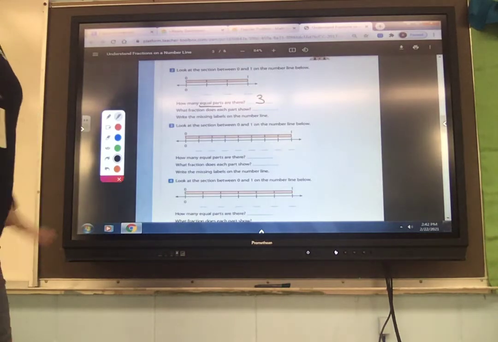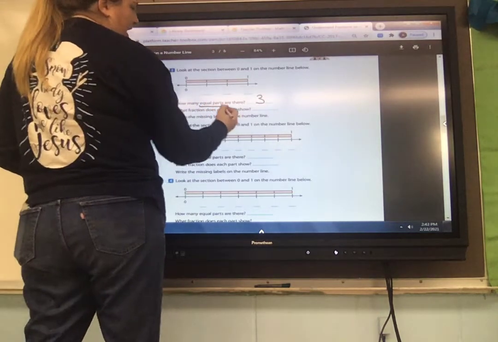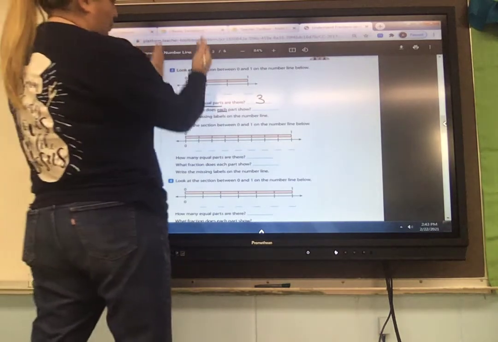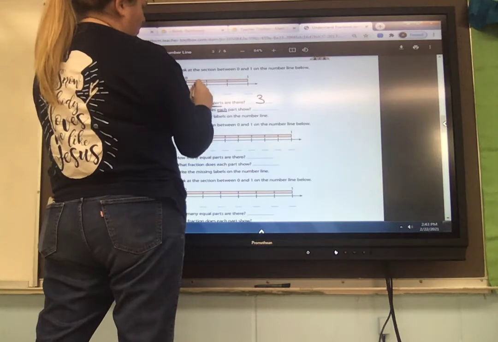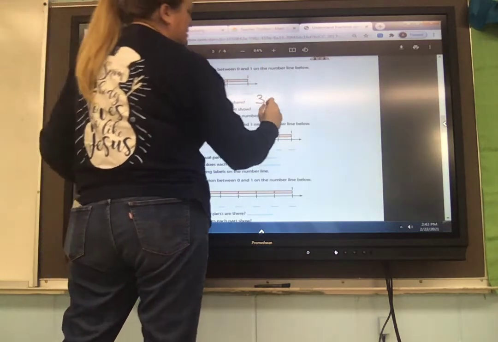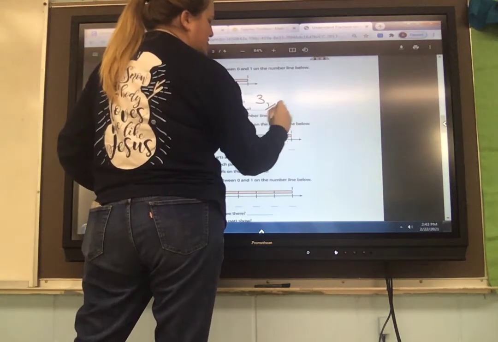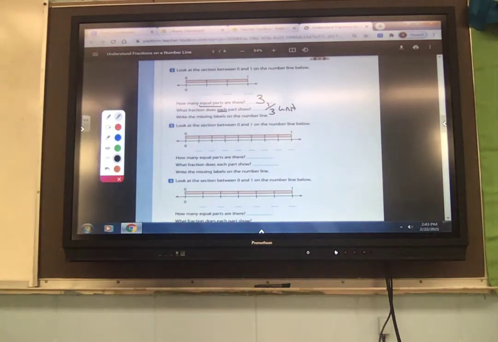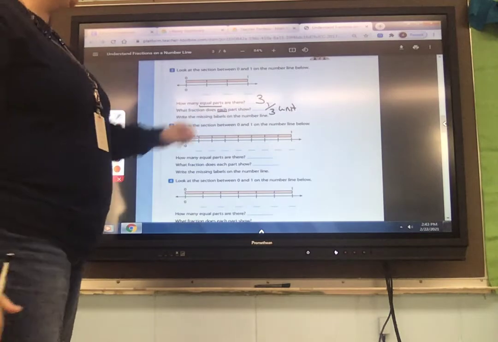What fraction is each? Remember, that's a unit fraction. Each part shows, so if I wanted just 1 part, it would be 1 out of 3. So that fraction would be 1/3. That is your unit fraction, by the way, or unit fraction, each meaning 1. Write the missing labels on the line.